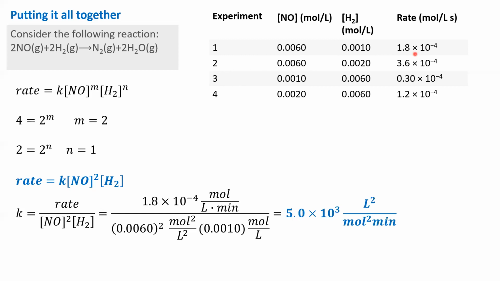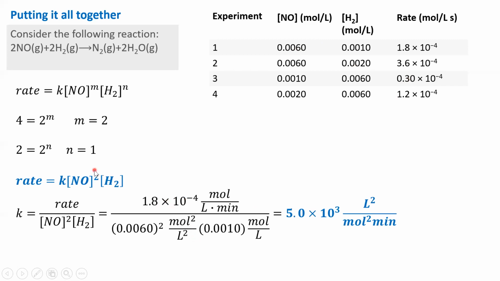So K is 5.0 times 10 to the third liters squared per mole squared per minute. Again, it doesn't matter whether you pick the data from trial 1, trial 2, or trial 4. They just have to be from the same trial. So don't pick a number from trial 1 and then a different number from trial 2 and then a different number from trial 3. They're not related to each other. Whatever trial you pick, plug in the rate and the concentrations.